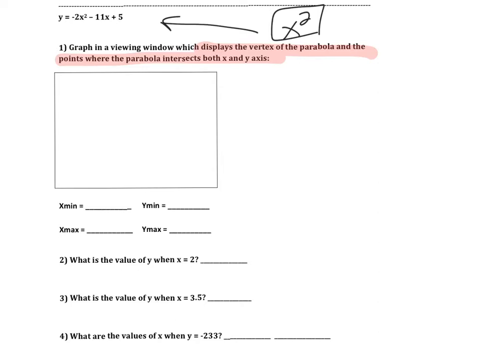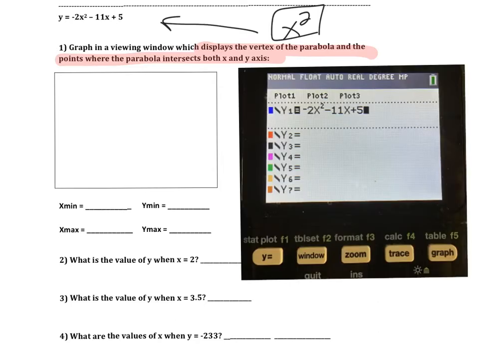So the first thing we want to do, we want to press the y equals button, and we want to clear out the last equation and enter in this equation. And make sure when you enter in this negative sign in front of the 2x squared, you use the negative sign that's underneath the number 3 and not the subtraction sign.